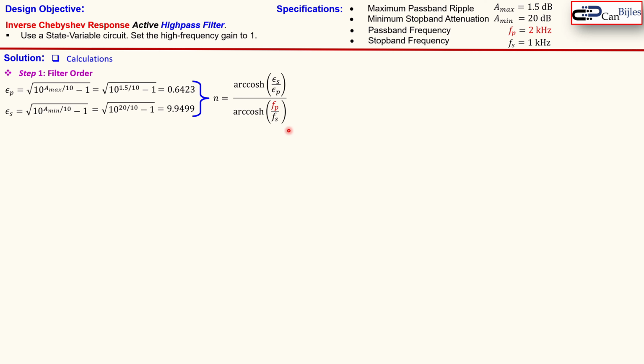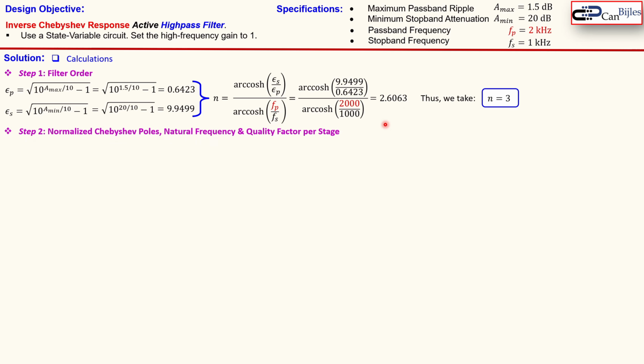And you will use now this formula. You see again the epsilon S and epsilon P, which are determined, and FP and FS from our specifications. Now substitute the values in here. You get 2.6063, which should of course be an integer value for our realization, so we go for N equals 3.